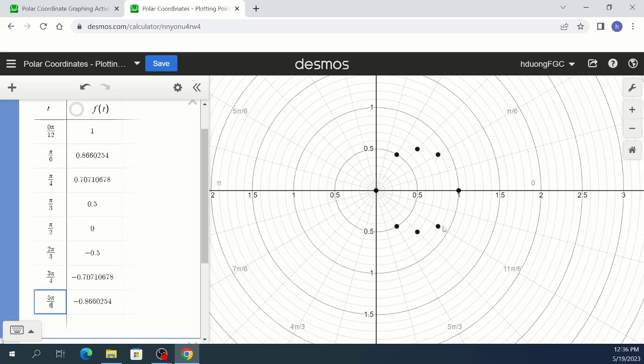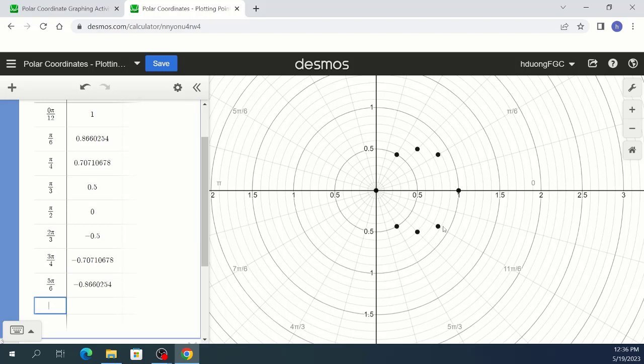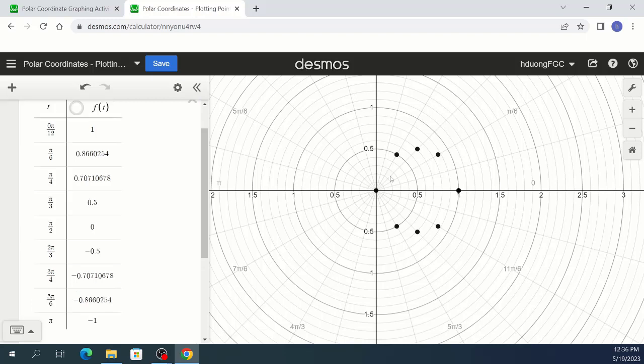Good. All right. And then the last one here, I'm going to put right there at pi. Okay. So pi gives me a negative 1, which is falling exactly with that point right there. Okay. So we have now completed one circle.